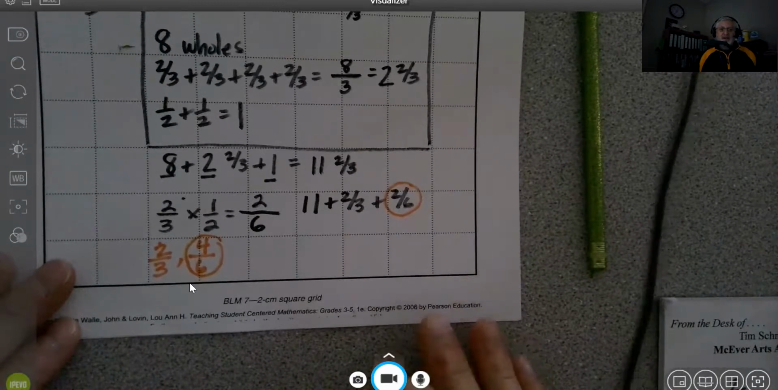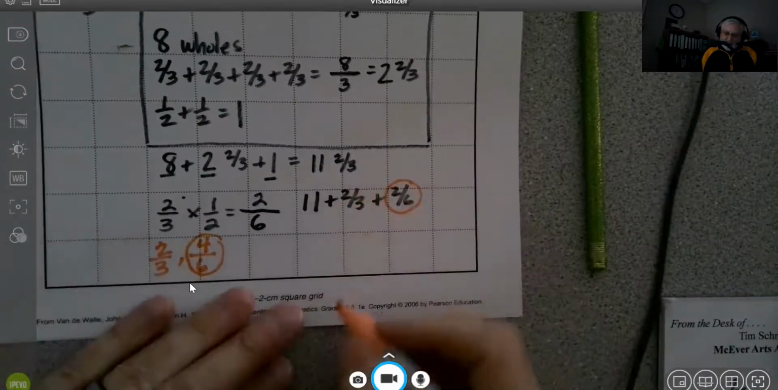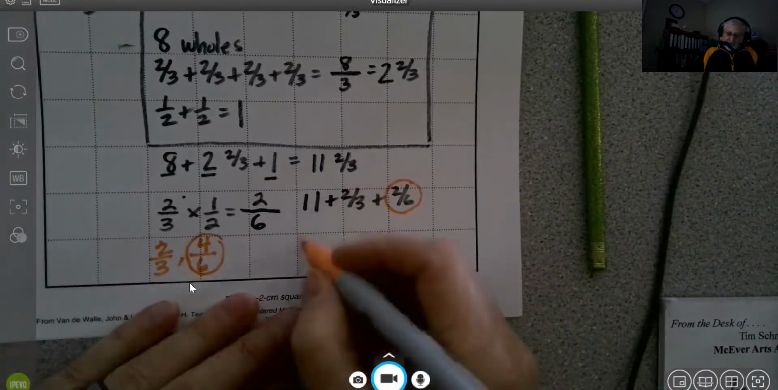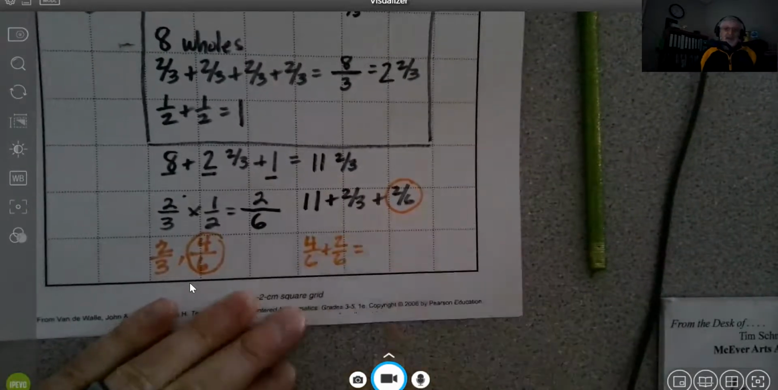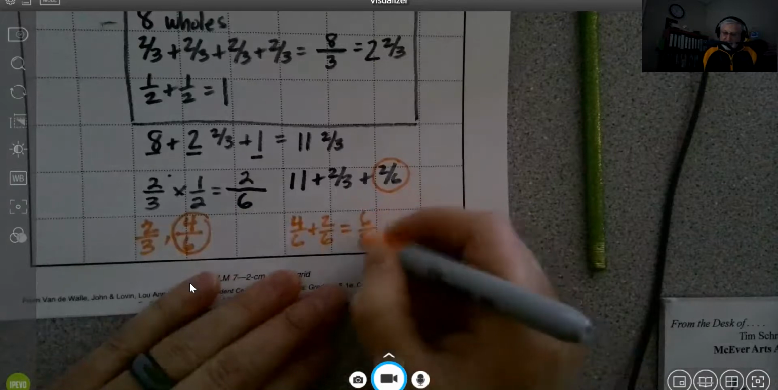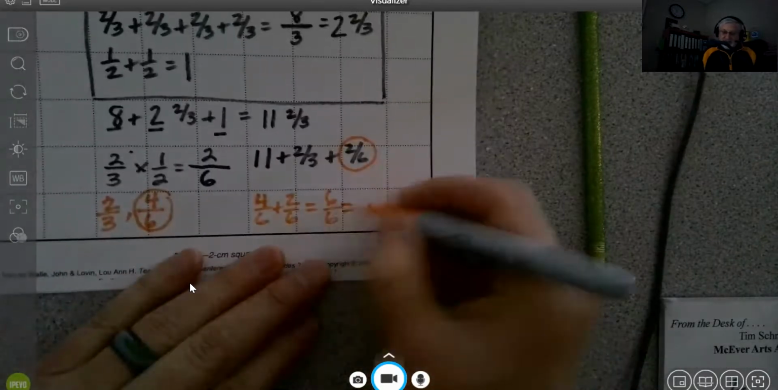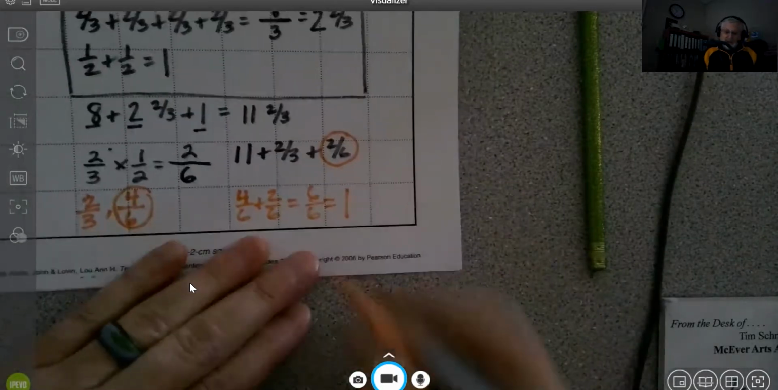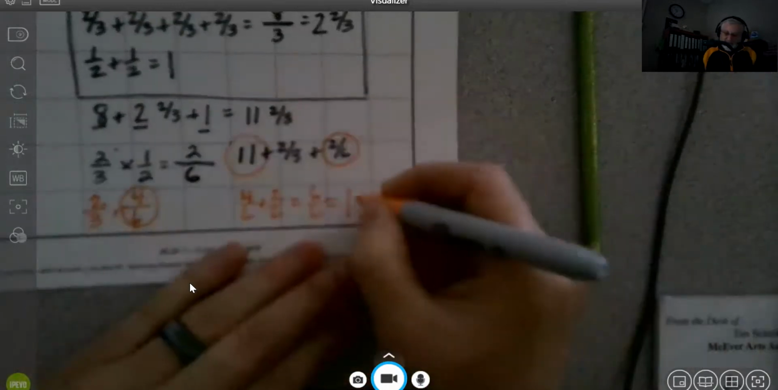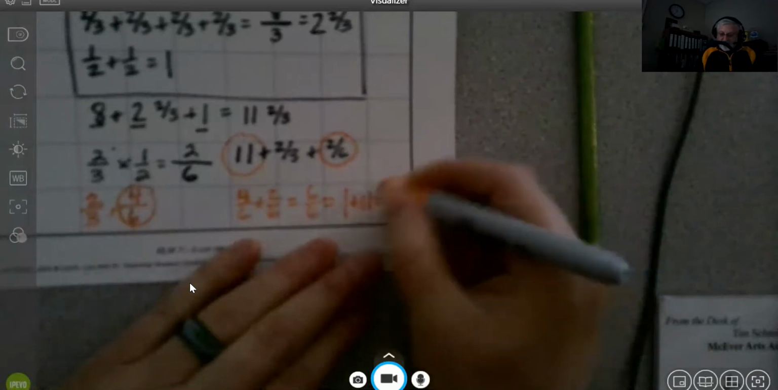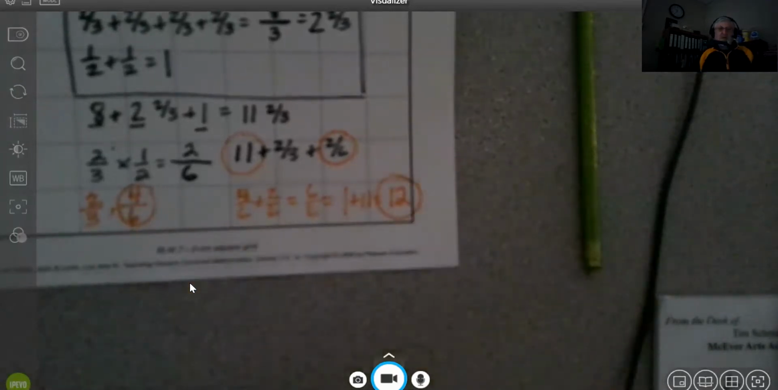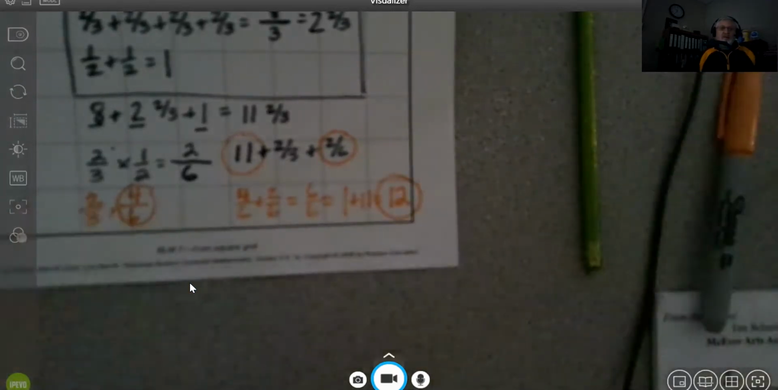So now I can add 4/6 plus 2/6, and I get 6/6. And I know 6/6 equals 1 whole. And I already have 11, so I want to add 11 to 1, and that gives me 12. So my answer to this problem would be 12.